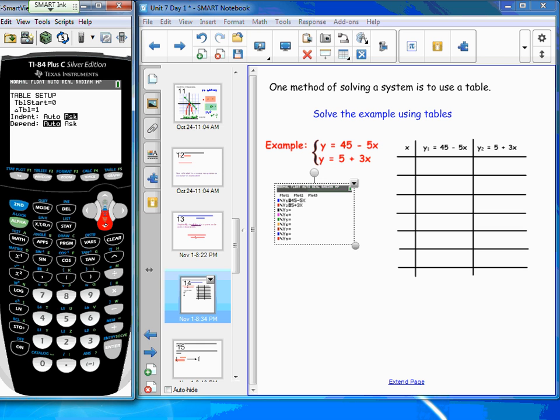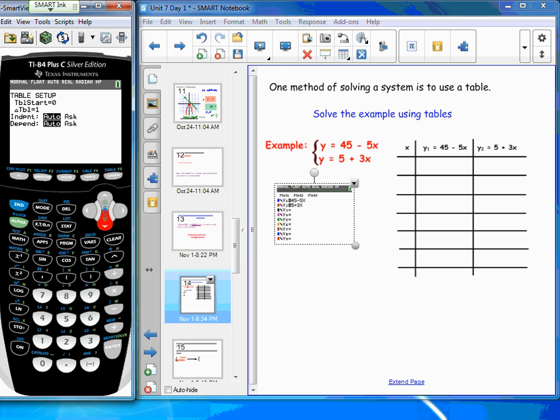And to get to table set, everybody, you use second window as table set. So second window is table set. And I'm going to make sure that I'm on auto and auto. Sometimes it's useful to make my independent variable ask so that I can plug in x values and ask the calculator to produce y value outputs that correspond with them. But for now, I'm going to go ahead and do auto. Is everybody good? Auto. I'm going to start my table at 0 and go up by 1.